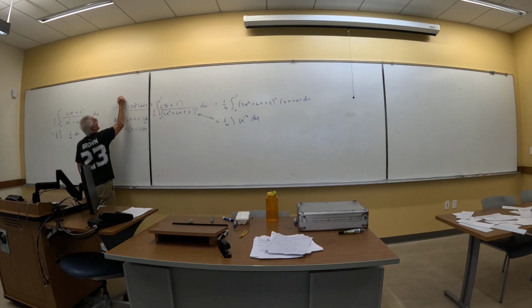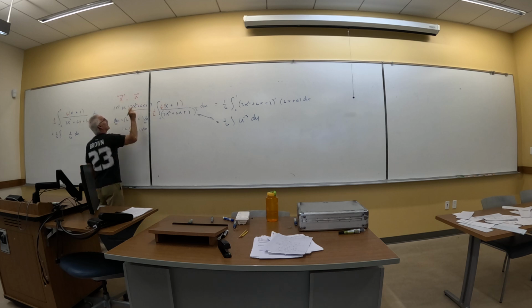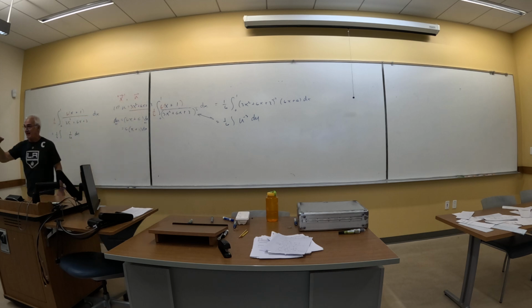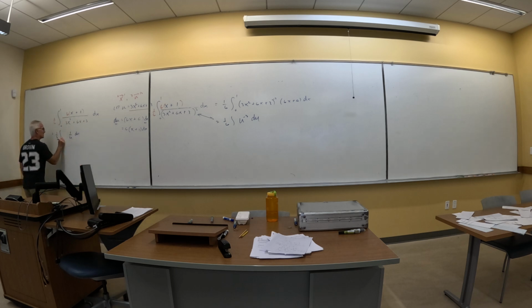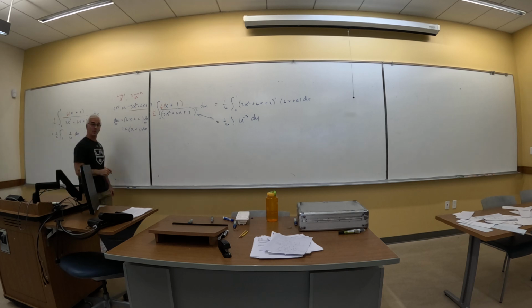So as x is ranging from 0 to 1, you can think of u as being u of x. When x is 0, what is the value of u? 3. When x is 1, what is the value of u? 12. And so all I need to do is change the limits to 3 to 12 for both of these.